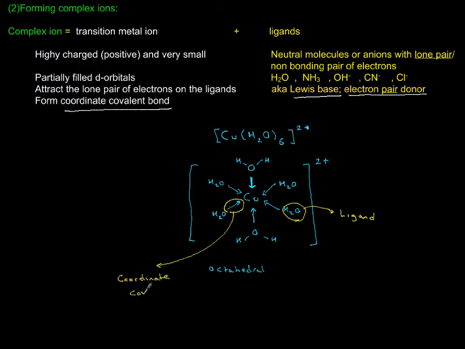Coordinate covalent bond. So this is an example of a complex ion, a combination of a transition metal and a bunch of ligands, and they form a bond known as coordinate covalent. Now let's just elaborate on this and see some other possibilities.